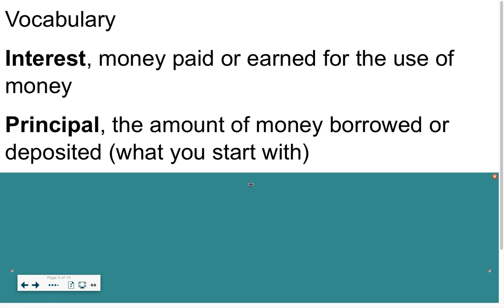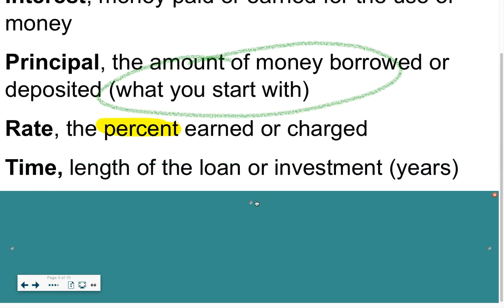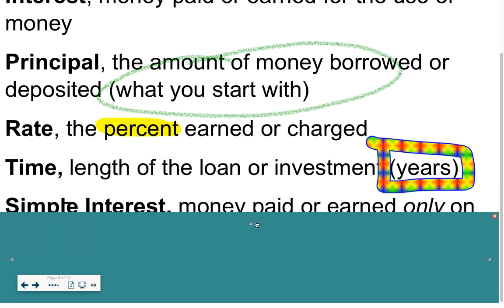Principal is the amount of money that you start with. So whether you're borrowing money or money that you start in a savings account, it's the principal. That's what we start with. Our rate is a percent, and we're going to have to change that to a decimal every time before we do anything with that in our multiplication. Today, time needs to be in years. Sometimes I'll talk about months, and then you and I need to change that over into years.